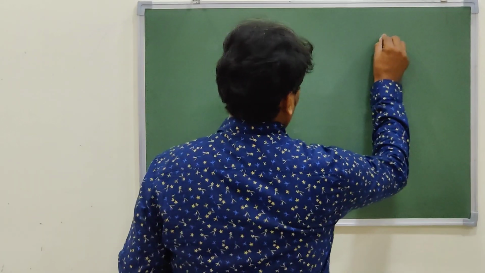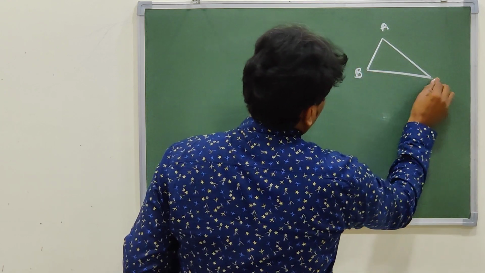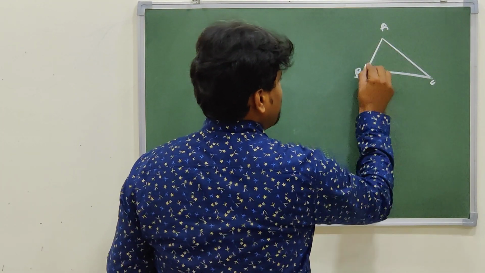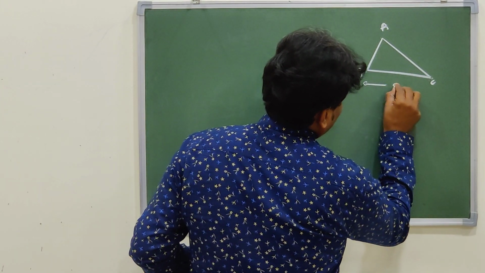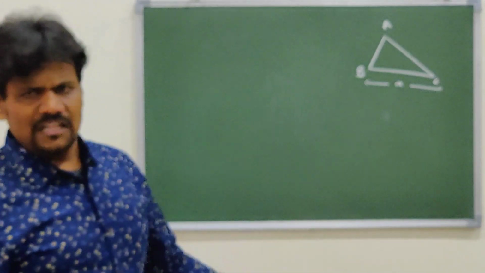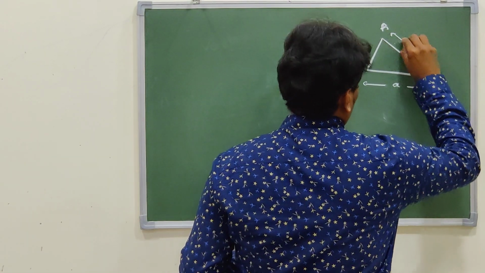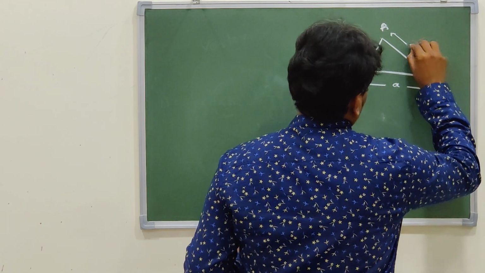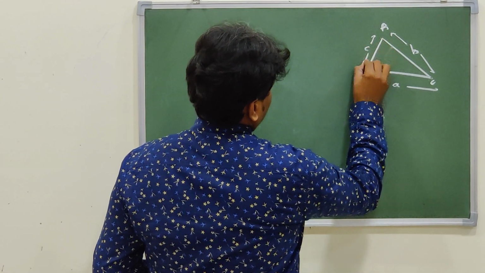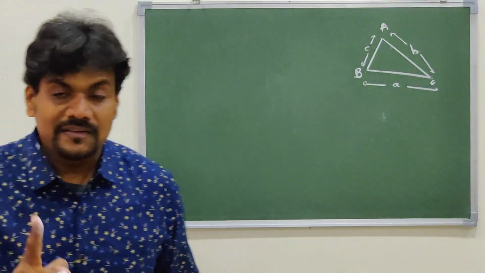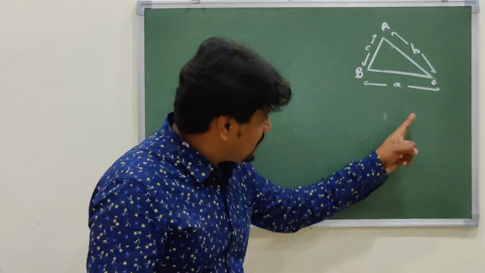So suppose you have a triangle ABC again, and you know the measure of the three sides. Let's take the measure of this side as A centimeter or meter or whatever units you are taking. Take this side opposite to vertex B as B. So this is your side B, and this is your side C. That means in this case you don't know the base or the height. What you know is the measures of the three sides.